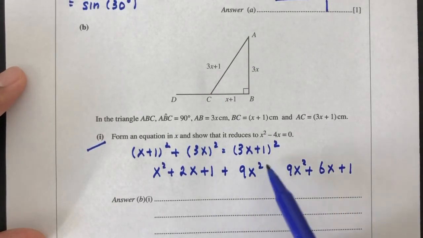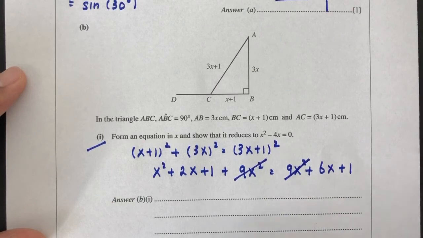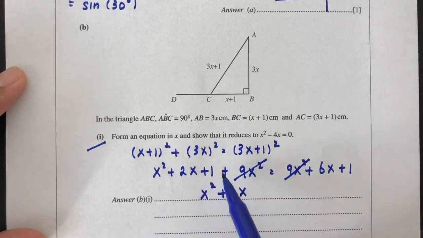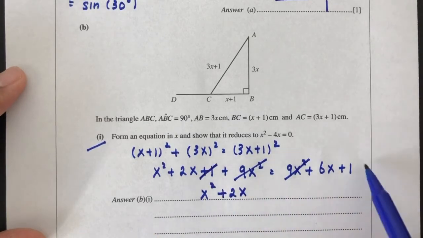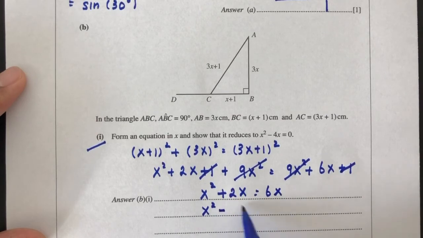So as you can see, these two will be cancelled out, and then we have x squared plus 2x. This one also goes away, plus 1 here, plus 1 here, and will be equal to 6x. So x squared, you bring this one over here, we got minus 4x equal to 0.